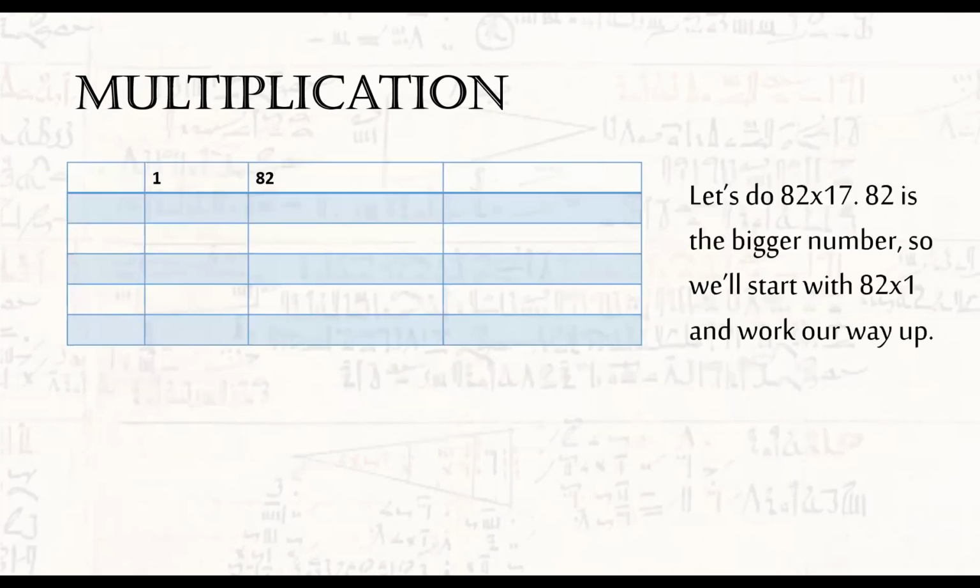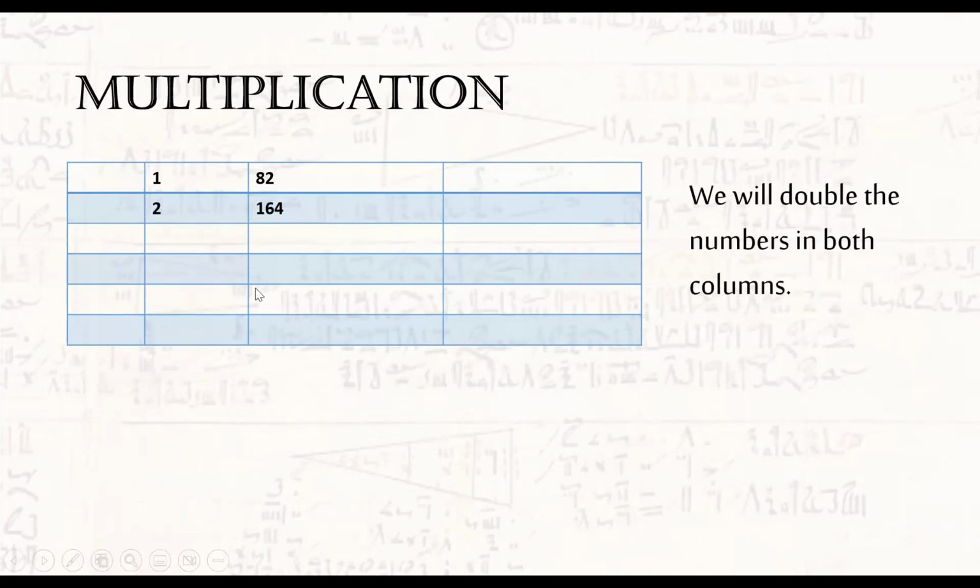So let me show you how this works. We're going to do 82 times 17. 82 is the bigger number, so we're going to double 82. So we're going to start with 82 times 1, and then we're going to double it. We're going to double 1, that gives us 2. We're going to double 82. 8 times 2 is 16. 2 times 2 is 4. So we're just going to double each of those.